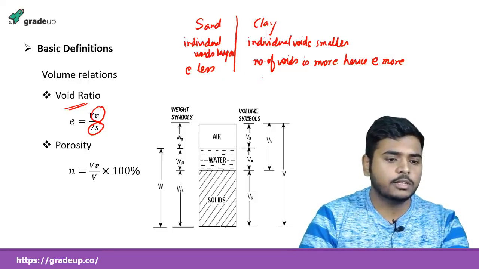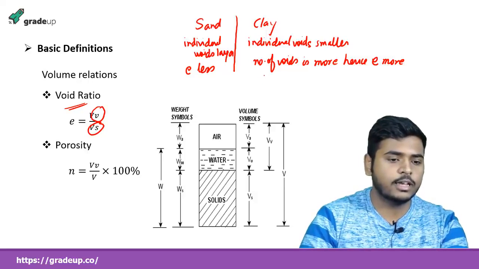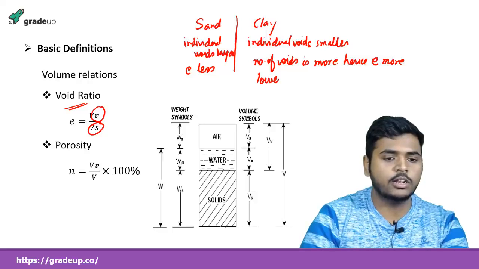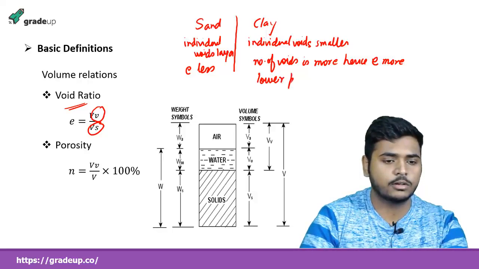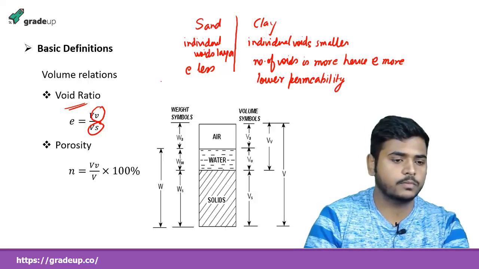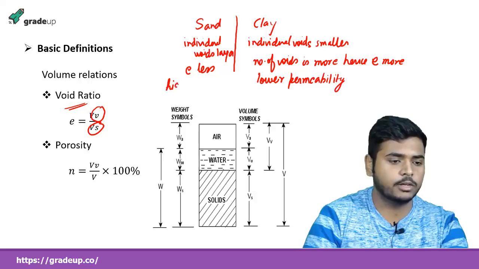In permeability, the clay has lower permeability because the individual voids are smaller. And the sand has higher permeability.